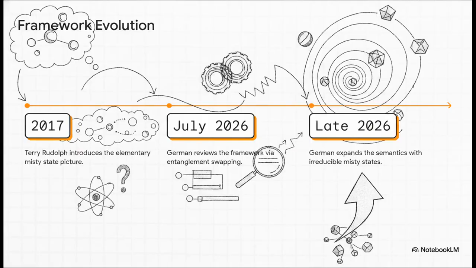But the story doesn't end with Rudolph's initial proposal back in 2017. Fast forward to July 2026, and Dan Adrian German picks up the mantle. His goal, to push this framework out of the purely theoretical realm and into highly practical, complex applications. German actively tests the strengths of this elementary MISTY state picture by deliberately applying it to advanced multi-qubit scenarios. He basically wanted to see exactly how far term rewriting semantics could be stretched before the abstraction breaks.